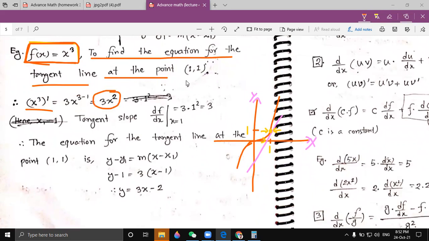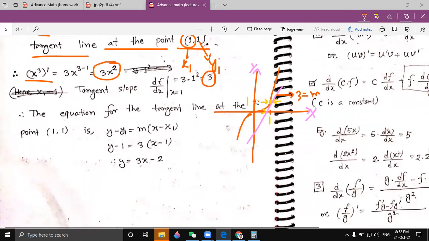So we have to draw our tangent line at this point, the 1, 1 point. For this point, our x is equal to 1 and y is equal to 1. So x1 is equal to 1 and y1 is equal to 1. Now you plug the value x is equal to 1 here, and you get the slope is equal to 3. So the slope of this line will be 3.